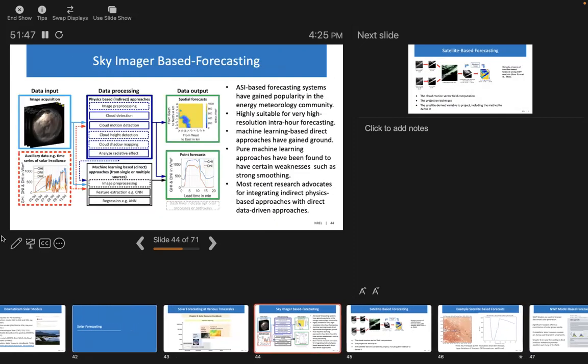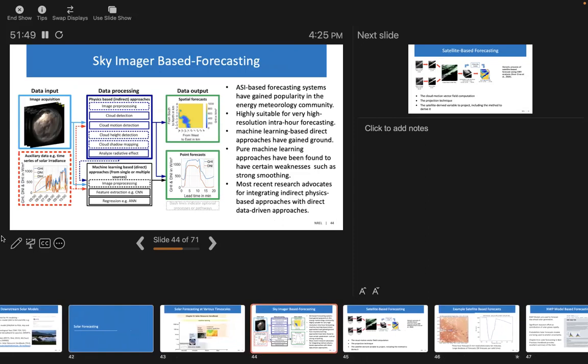Again, the sky imager forecasting, I mentioned, there's been a comparison. The main thing is they're also doing machine learning approaches using sky imagers. The problem is that they're smoothing things out a little bit too much. So the physics and the machine learning have to be combined. That's our current thought, ultimately to end up with a better forecast.